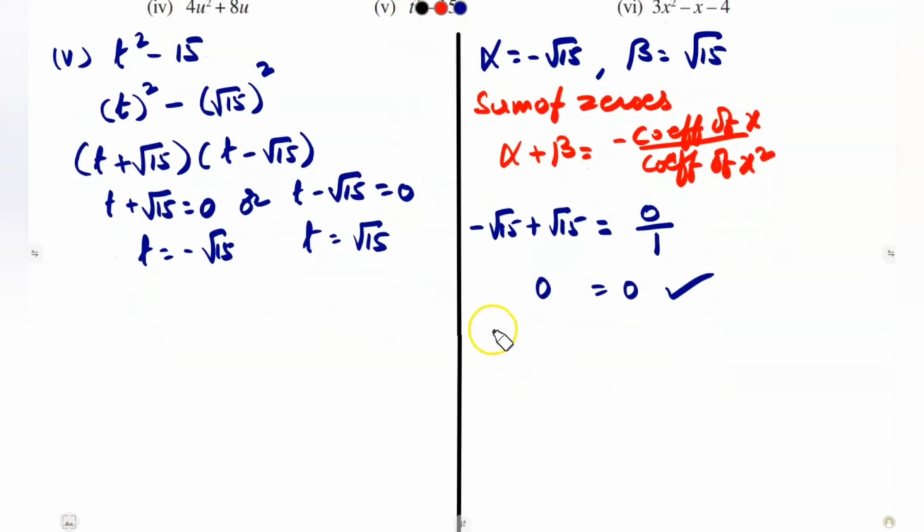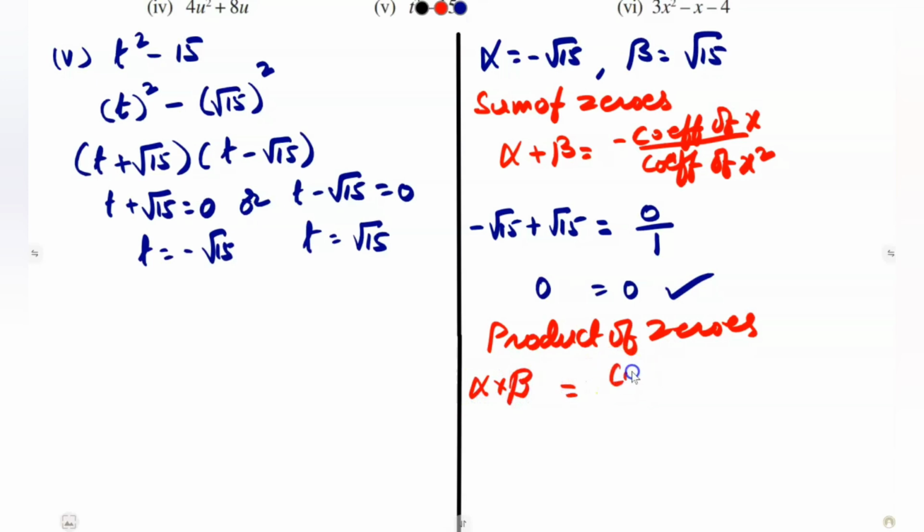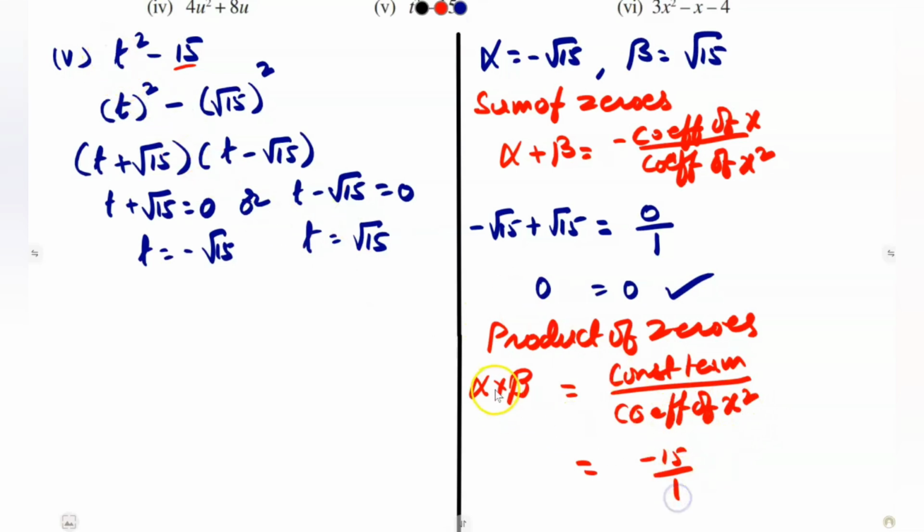Let's take the product of zeros. Product of zeros, alpha into beta, is equal to the constant term by the coefficient of x square. So here the constant term is minus 15, so write minus 15 by the x square term coefficient, meaning the t square coefficient, which is 1.